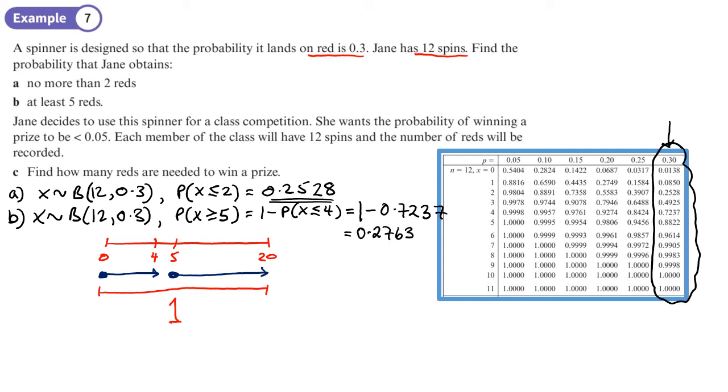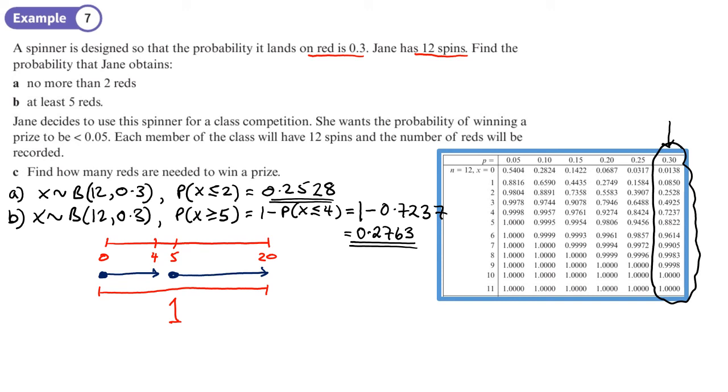0.2763. Again, like part A, we could work this out on a calculator. Now, if you were working it out on a calculator, once you've worked out the probability, press menu and 1 to go back to a normal calculator, and then do 1 minus answer, and that will give you the exact figure.